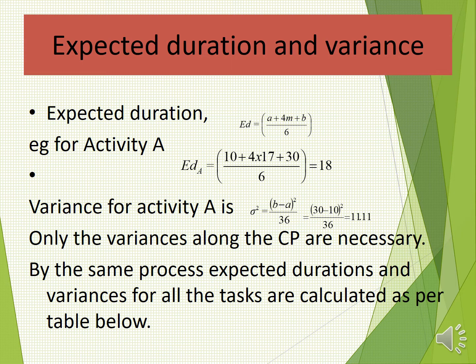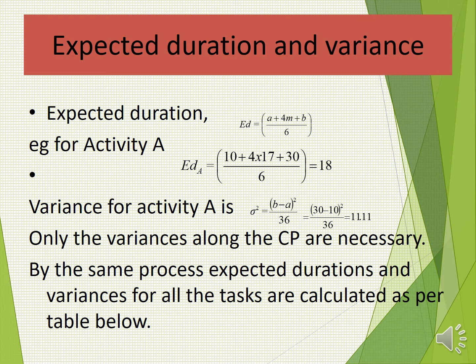The variance for this activity A is sigma squared equals B minus A squared over 36. And this gives us 30 minus 10 squared, which is 20 squared over 36, is 11.11. But only the variance along the critical path is required. So the critical activities' variances are what we add.